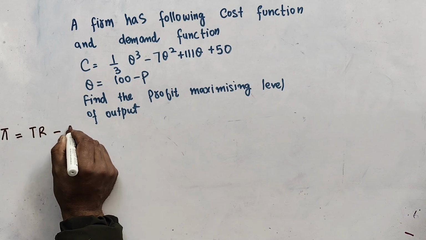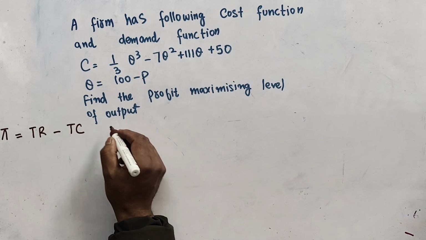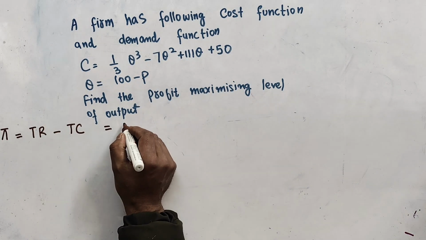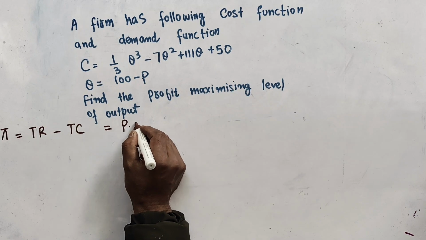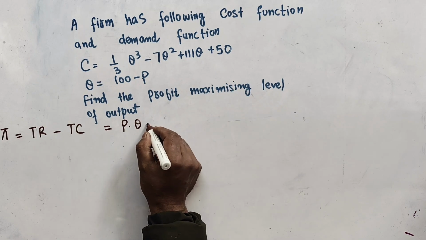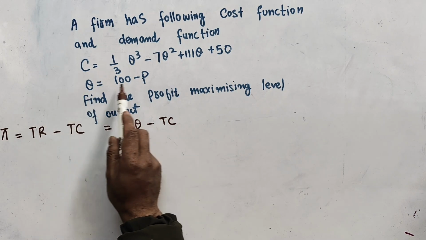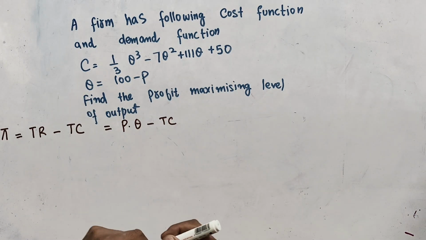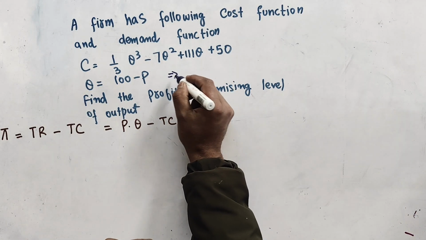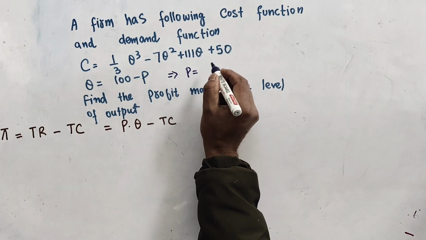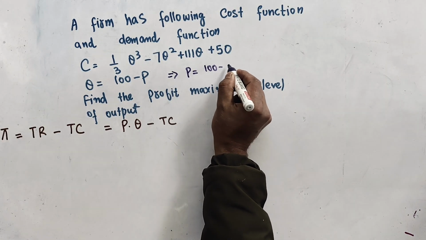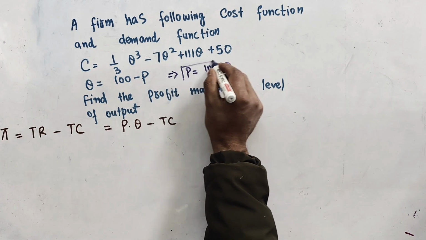minus the total cost. Okay, now we know that total revenue is equal to price into output, minus the total cost. So first we need to solve this demand function for P. Okay, so solving for P, what will happen? So P will be equal to 100 minus Q. Okay, so we got the value of P here.